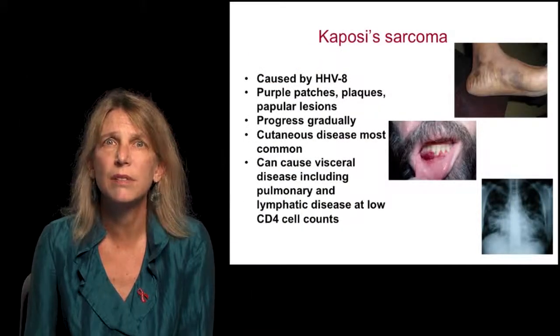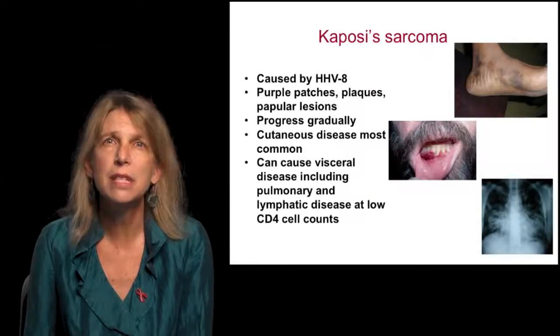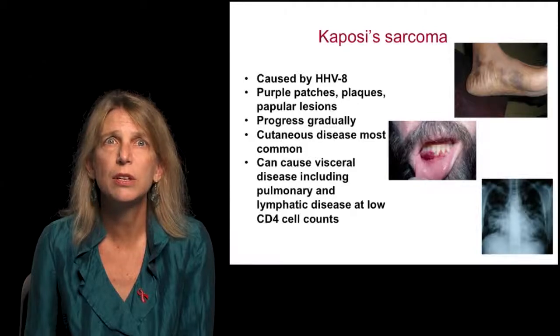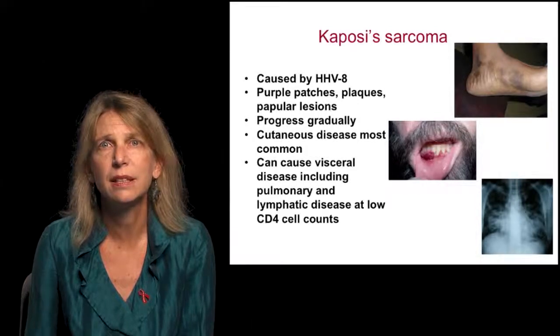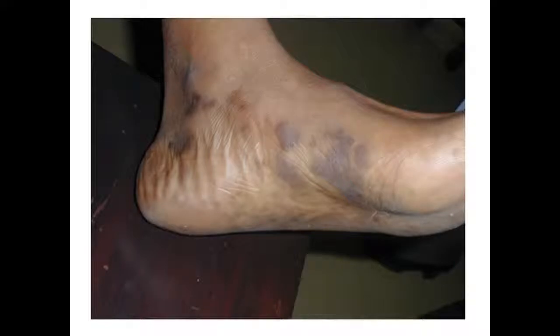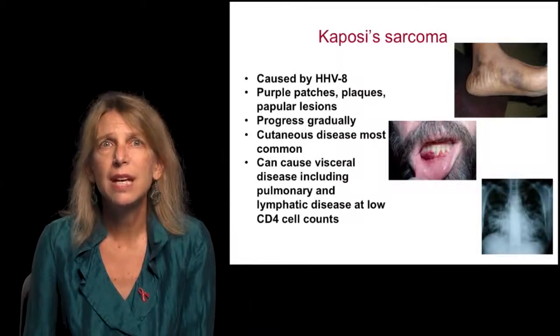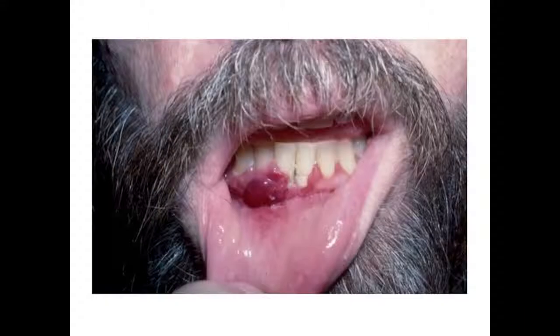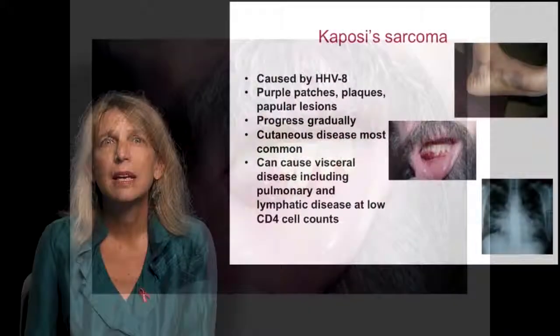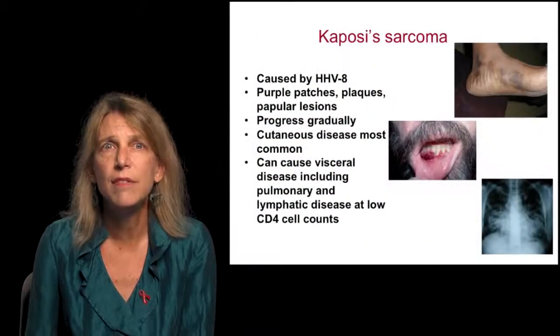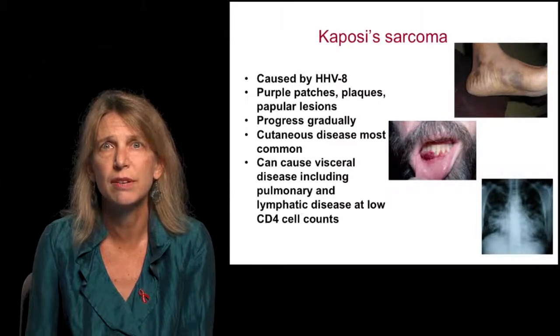Now I will discuss a few of the classic and common AIDS-defining conditions. Kaposi sarcoma is caused by human herpes virus 8, or HHV8. As shown here, it is characterized by patients presenting with purple patches, plaques, and papular lesions. These lesions progress gradually. Cutaneous disease is very common, as shown here with the lesions on the gum. Kaposi sarcoma can also cause visceral disease, including pulmonary and lymphatic disease at low CD4 cell counts.